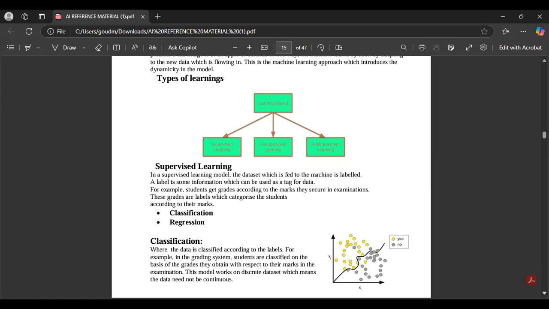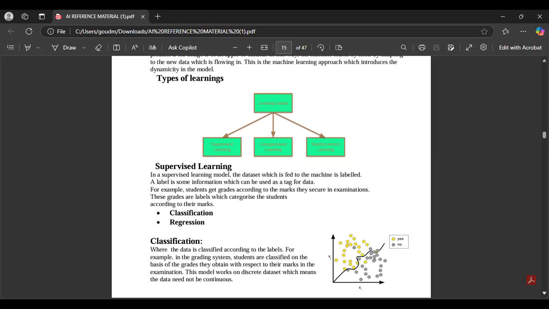Supervised learning. In a supervised learning model, the data set which is fed to the machine is labeled. Means, the data which we are giving to the machine is labeled data. A label is some information which can be used as a tag for data. Suppose I am holding my ID card. You don't know me. By seeing my name on the ID card, you can identify, okay, my name is Madhuri. Means with a label, you are able to identify my name, not with the features of my face.